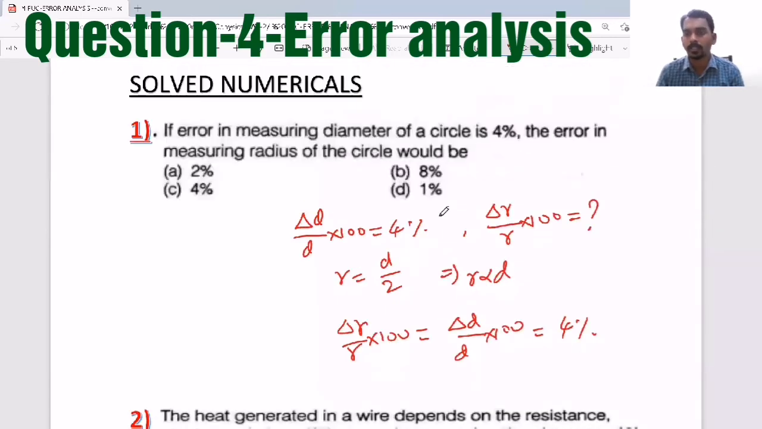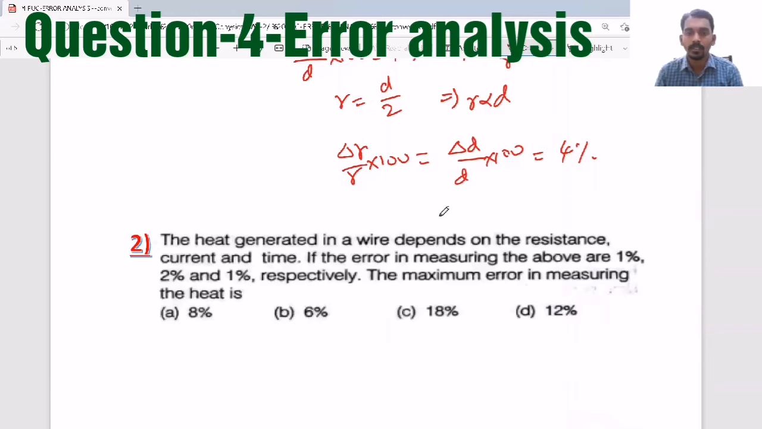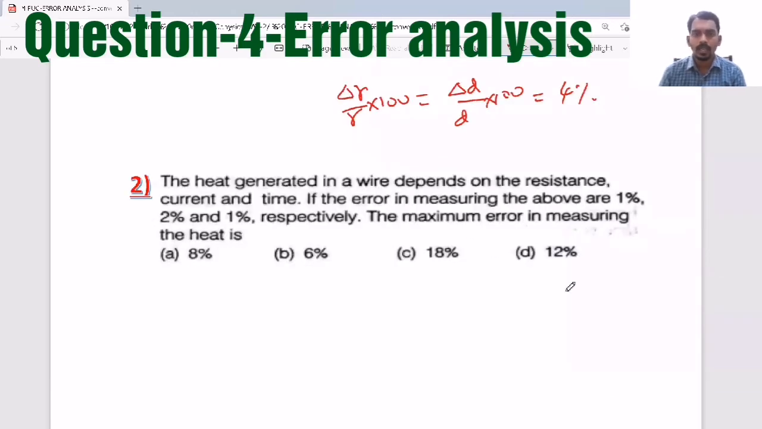Here they have not given the relation. We have chosen it. Sometimes they may give it. Even one more question we have where they have not given the relation. The heat generated in a wire depends on resistance, current and time. And this relation comes in the current electricity chapter, that is H equals I squared R T. And they have given the error in measuring resistance, current and time.